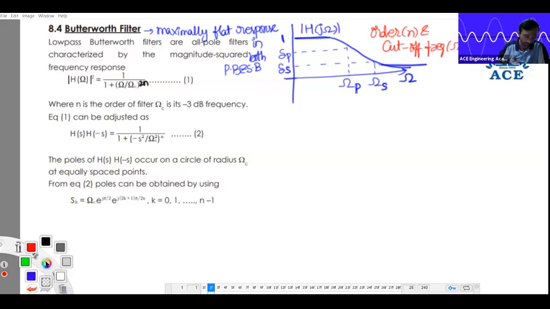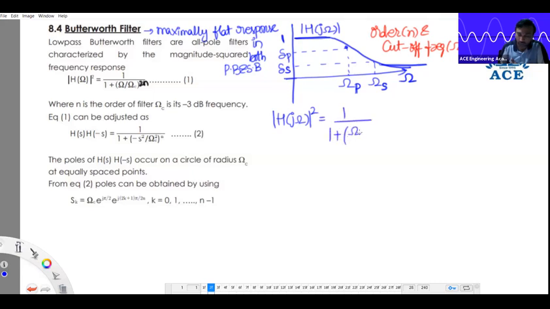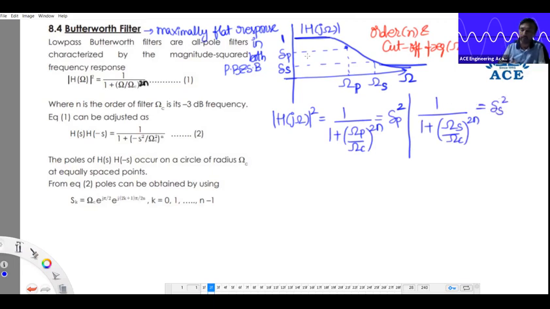Listen carefully. I can write exactly at Ωp what magnitude level we have: |H(jΩ)|² equals 1 by 1 plus (Ωp by Ωc) whole power 2n. When I substitute Ωp, the magnitude level is δp squared. Similarly, 1 by 1 plus (Ωs by Ωc) whole power 2n equals δs squared. When I substitute the exact frequency, I can take the respective gain.